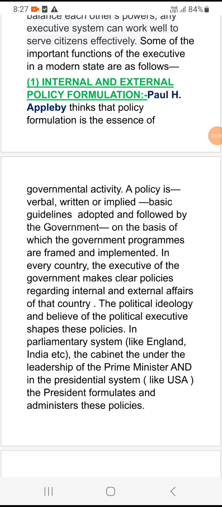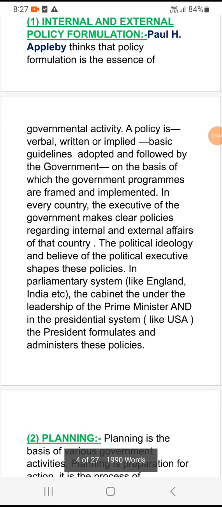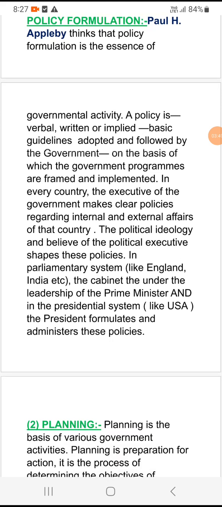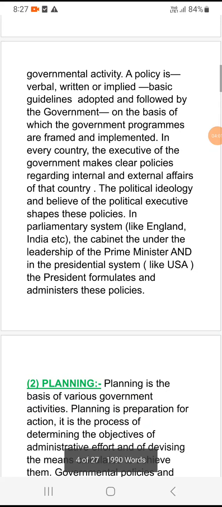Paul H. Appleby thinks that policy formulation is the essence of the governmental activity. A policy is verbal, written or implied basic guidelines adopted and followed by the government on the basis of which the government programs are framed and implemented. In every country, the executive of the government makes clear policies regarding internal and external affairs of the country. The political ideology and belief of the political executive shapes these policies.